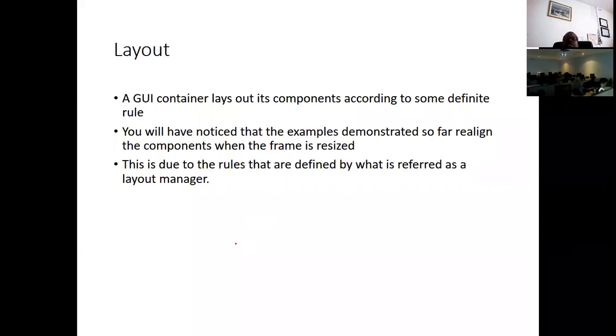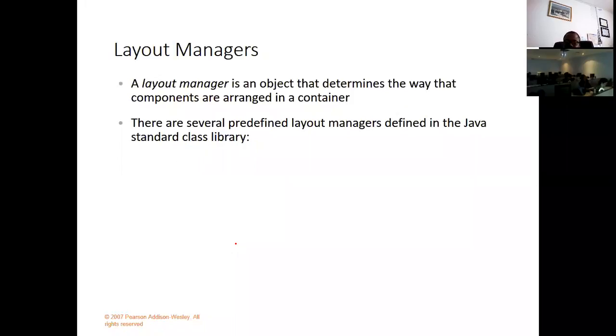All right, so a GUI container lays out its component according to some definite rule, and you would have noticed in the examples demonstrated that components realign when the frame is resized. And of course, this is because there is a layout manager at work, right? Although we didn't define one. Now, I told you that one is assumed if you don't specifically state it.